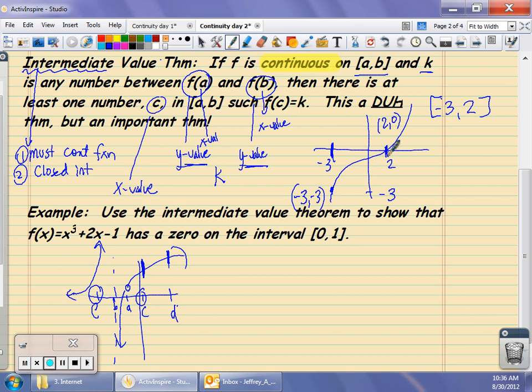Over that interval, I have a continuous function, so I've met all the criteria of the intermediate value theorem. The first endpoint y value is -3, and the second endpoint y value is 0. So the lower y value is -3, the upper y value is 0. What this function is saying is this.